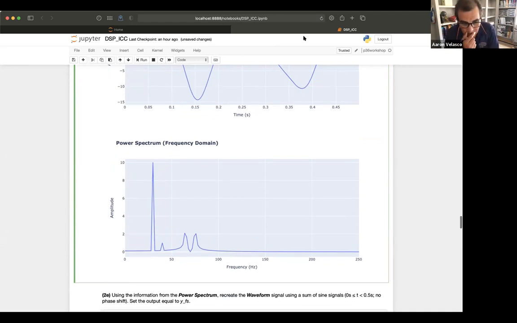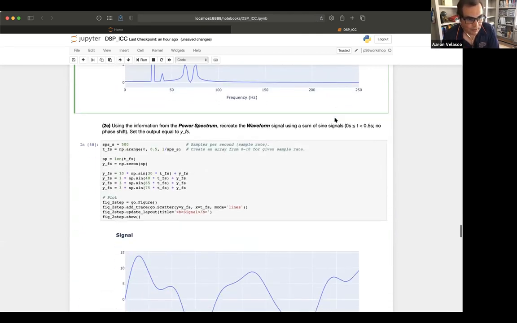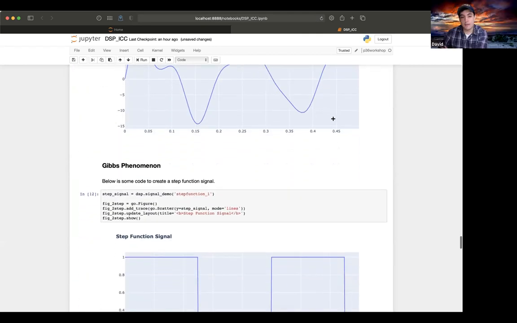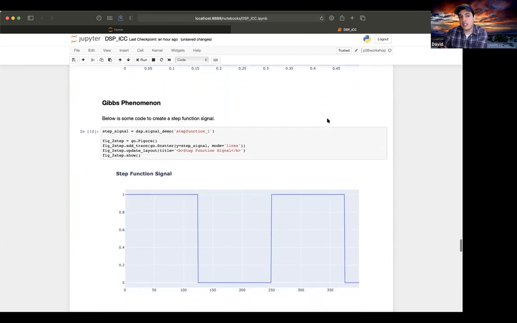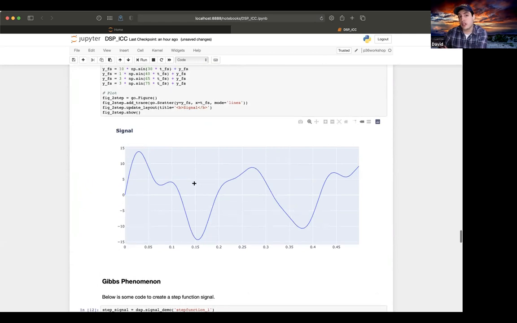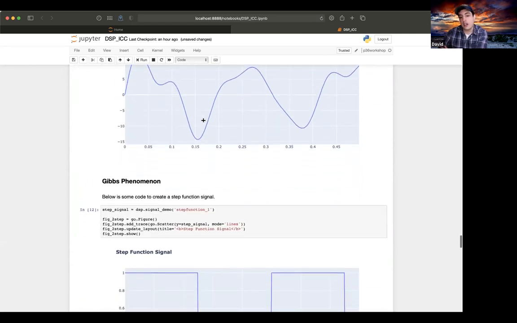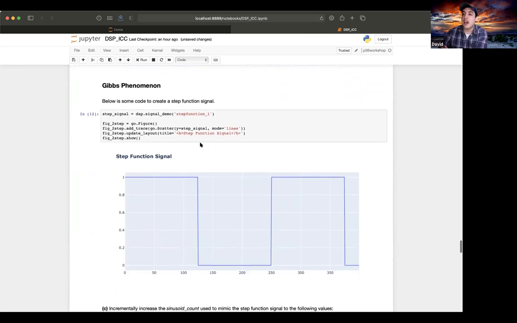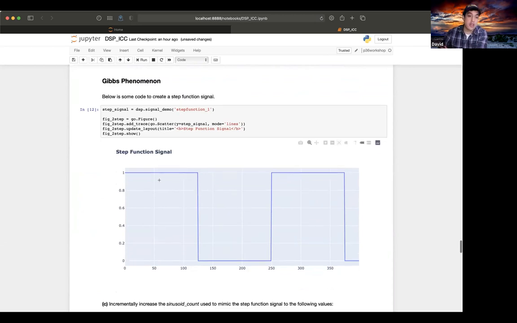But why don't you go ahead, David, and you have also something about Gibbs, and let's step through that. Okay, so something to consider. In this case, we were able to reconstruct the signal pretty well. There were no weird anomalies or any noise added once we reconstructed it using the sine signals. But something interesting happens when you have sharp corners or abrupt changes in the signals when we start reconstructing with sine waves, because you can still represent this using that Fourier series, and we're going to show this real quick.